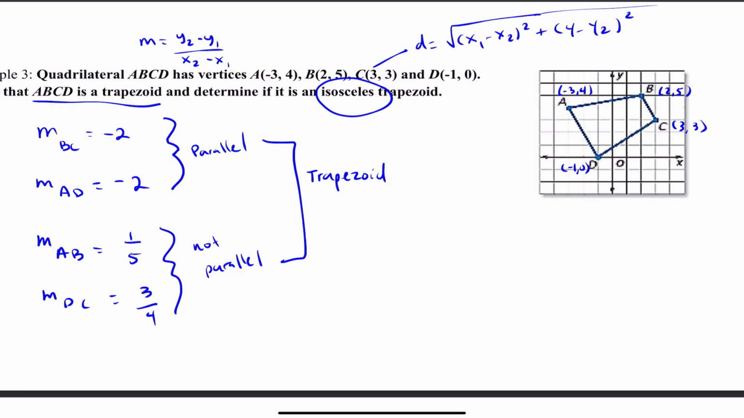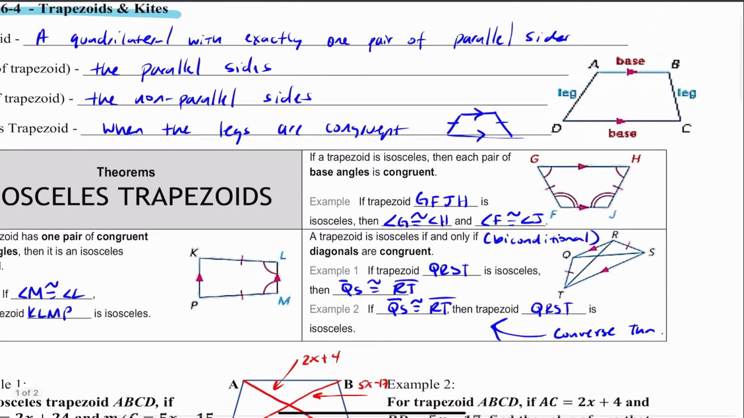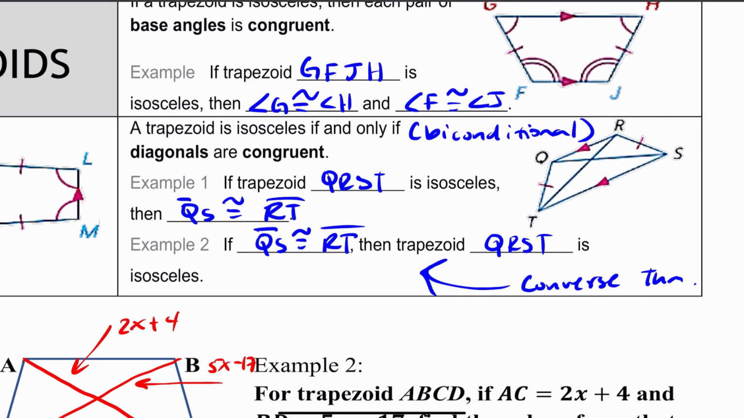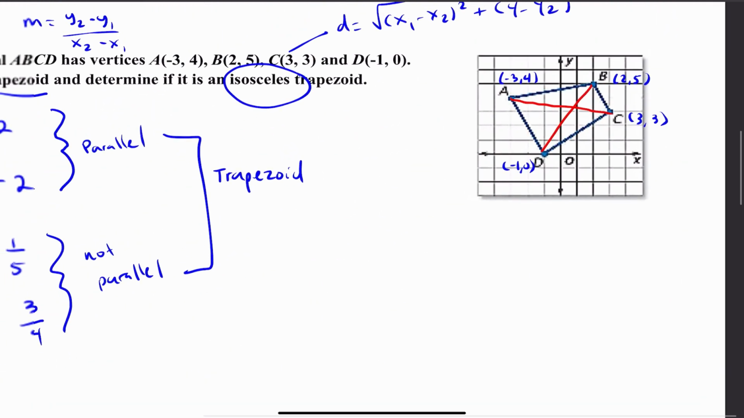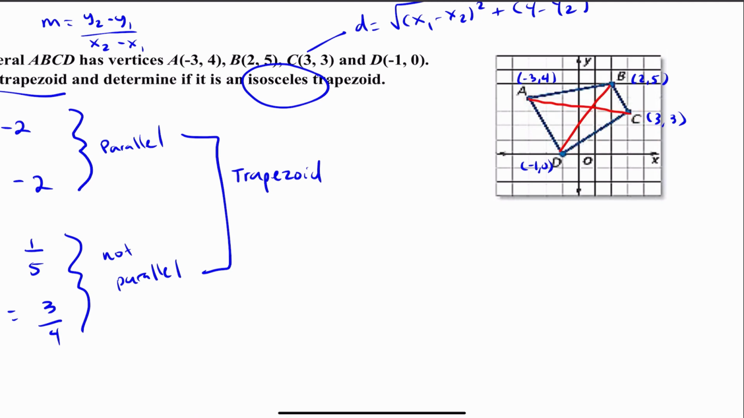To figure that out, I'm going to have to use the distance formula. Okay, so distance formula of what? What am I plugging in for the distance formula? Well, you're going to have to use the distance formula twice on this one, because you're really going to find the distance of these two diagonals here. If I look up, it's dealing with this property: a trapezoid is isosceles if and only if the diagonals are congruent. So if I could show that these diagonals are congruent on the trapezoid, then it's an isosceles trapezoid.